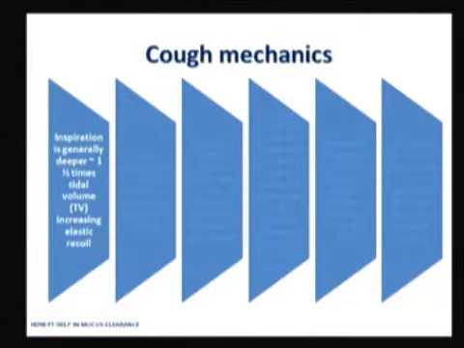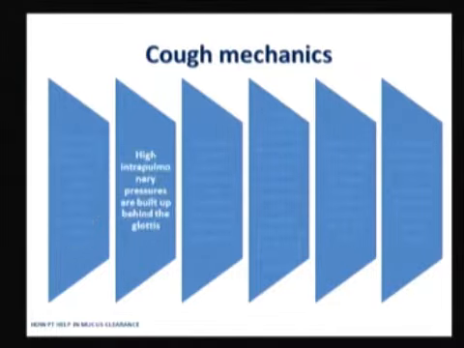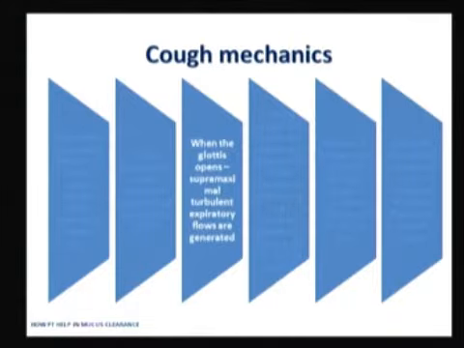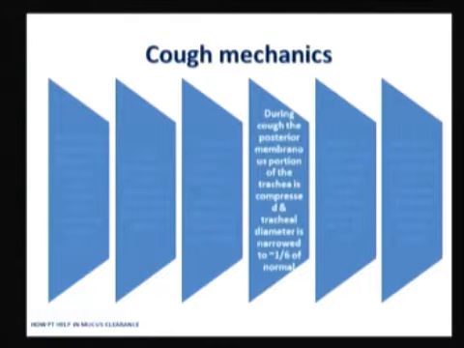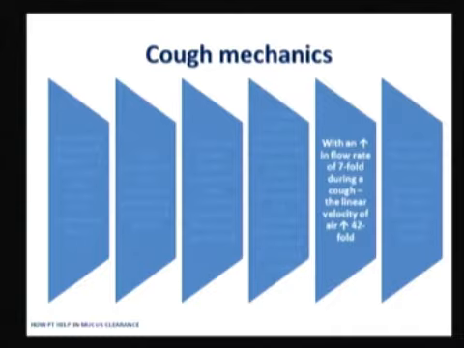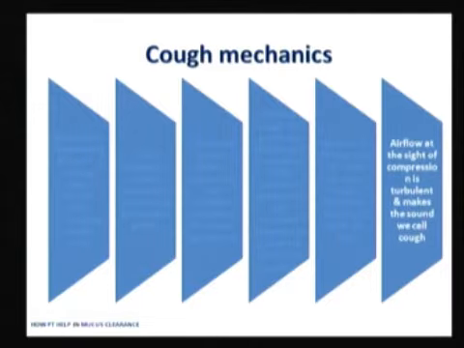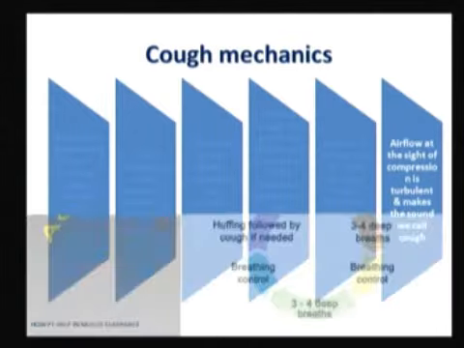As for cough mechanics, the inspiration is generally deeper, about 1.5 times the tidal volume, increasing elastic recoil. High intrapulmonary pressures are built up behind the glottis. When the glottis opens, supramaximal turbulent expiratory flow is generated. During cough, the posterior membranous portion of the trachea is compressed and tracheal diameter is narrowed to about 1/6 of the normal. With an increase in flow rate of 7-fold during the cough, the linear velocity increases 42-fold. This is what makes the turbulence and helps us to clear the mucus. Airflow at the site of compression is turbulent and makes the sound that we call cough.